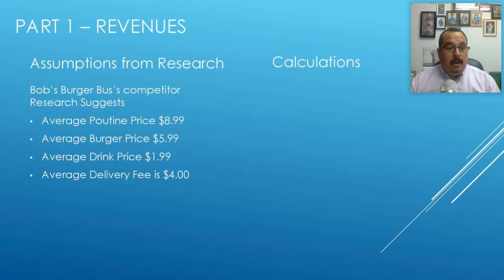So Bob's Burger Bus's competitor research suggests. Now, part of the business plan is when you figure out how many people are coming, you're going to have to figure out your prices. And the best way to figure out prices, especially if you're not a new and unique company, you probably have some competitors. And I could literally go to Google right now and look up the other poutine shacks in Timmins and say, okay, this is about what they charge, the poutine prices and burger prices. And since I'm a fan of poutines, I know how much a good poutine costs. This is about $9. We can also get a good burger price of about $6. So that's where these numbers come from.